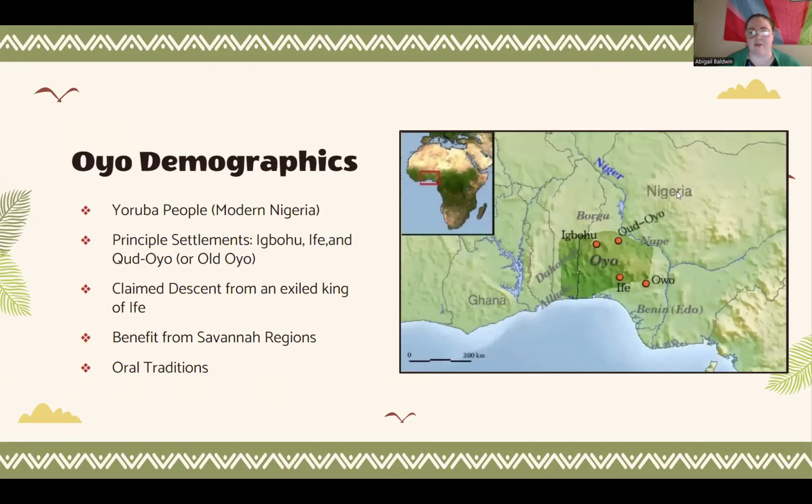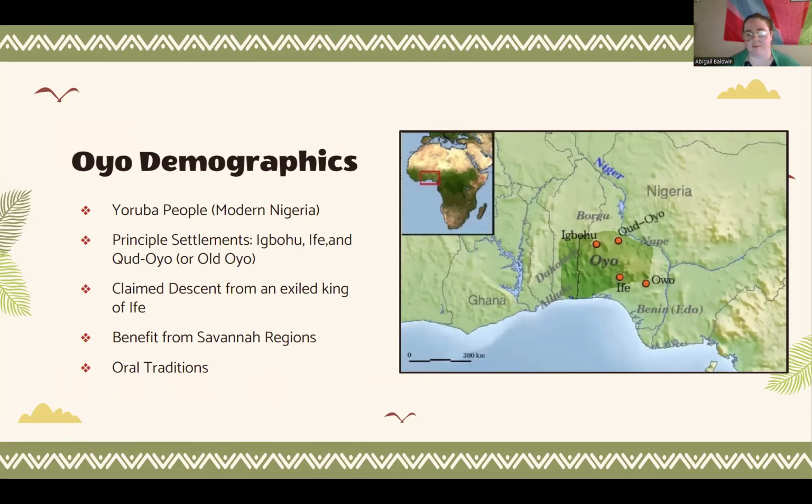As you can see right here is the map where the Oyo Empire was located. Over here to the east is the Dahomey, and to the southwest is the Benin, or the Edo. This is also where modern day Nigeria is. So this whole area is known as Yoruba land. The Yoruba people are the ethnic group that lives there.